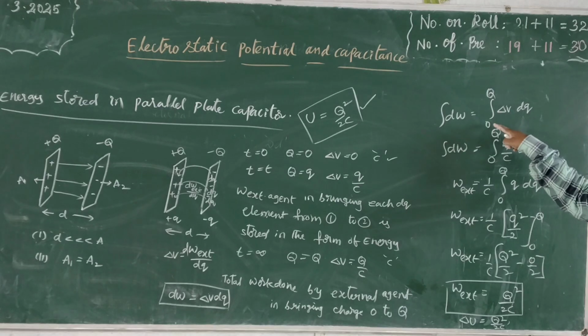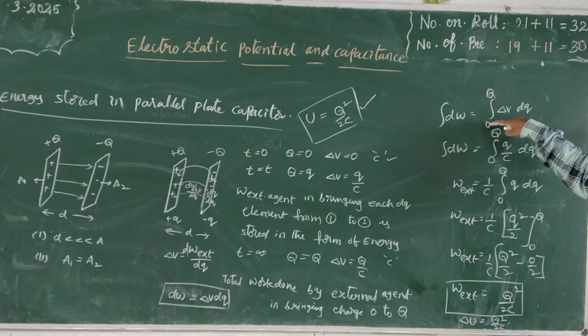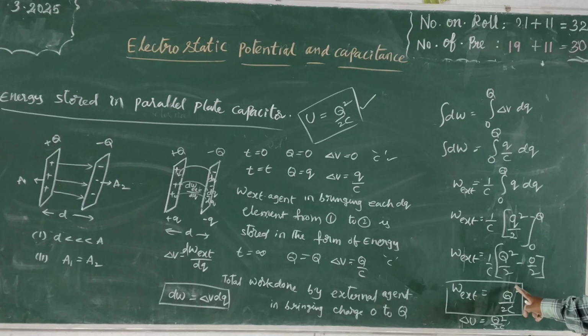That is integral dW, now 0 to q. Where to where is the charge reaching? 0 to capital Q charge. What is the formula? Delta V dq. Delta V means q by c dq. So 1 by c is constant, we write it outside, q dq. The integration of q is q square by 2, first the upper limit, later the lower limit. We get work done by external agent equal to q square by 2c, which will be stored in the form of energy, that is delta u equal to q square by 2c.